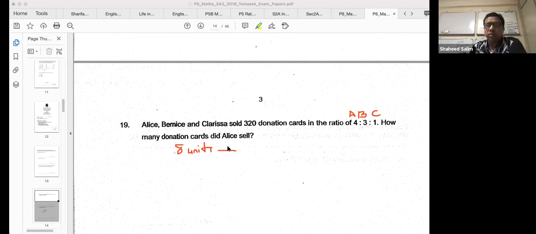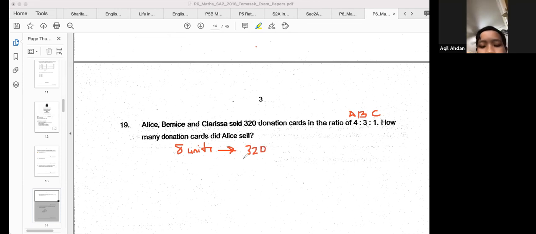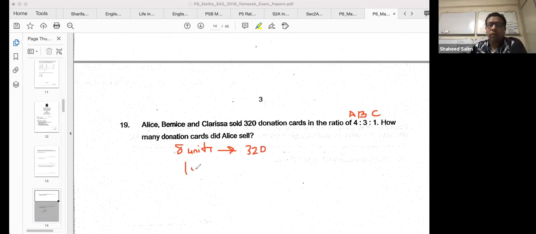Okay, 8 units is 320 parts. All right. So what is 1 unit? You find 1 unit is you divide by 8. 320 divided by 8, you get what's answer? 40, I think. Okay, so you get 40 down here.